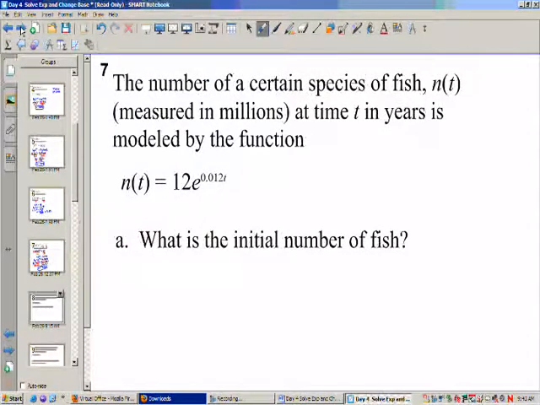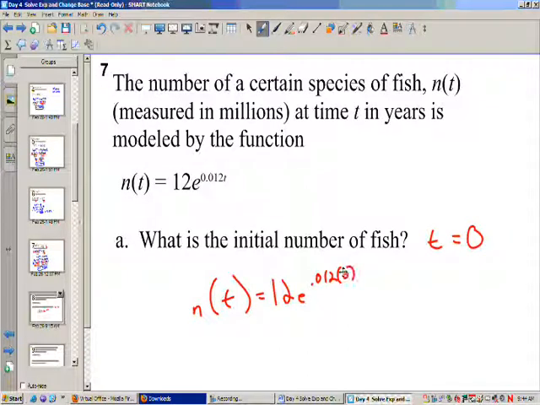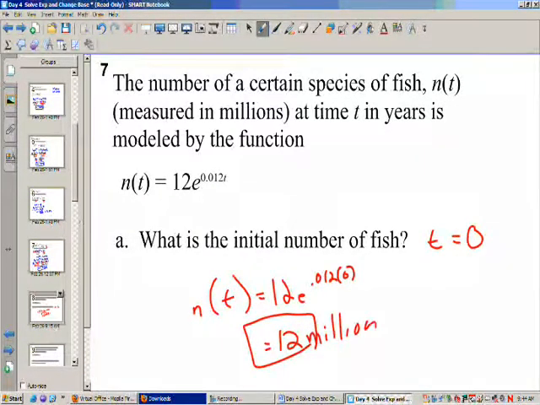All right, so here's a situation. The number of certain species of fish, N of t, is measured in millions. At time t in years, it is modeled by the function N of t is equal to 12 times e to the 0.012 t. What is the initial number of fish? So initially, time is equal to 0. So N of t is equal to 12 times e to the 0.012 times 0. Well, 0 times that is 0. E to the 0 is 1. 1 times 12 is 12. So 12, I should say million because it's measured in millions. The initial number of fish is 12 million.